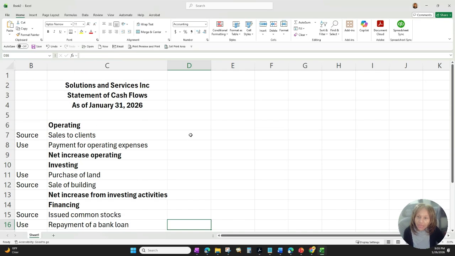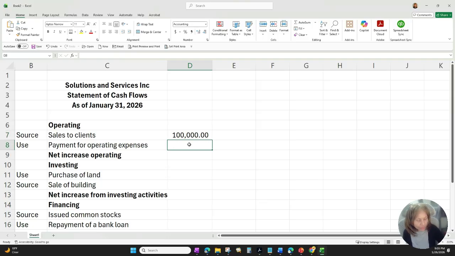Now let's go to the operating section, and let's pretend this business brought in cash from sales, providing services to the clients, and it also paid for operating expenses. Since the money that came in is larger than the money that went out, inflows larger than the outflows of cash, then this section, operating activities, has a net increase.